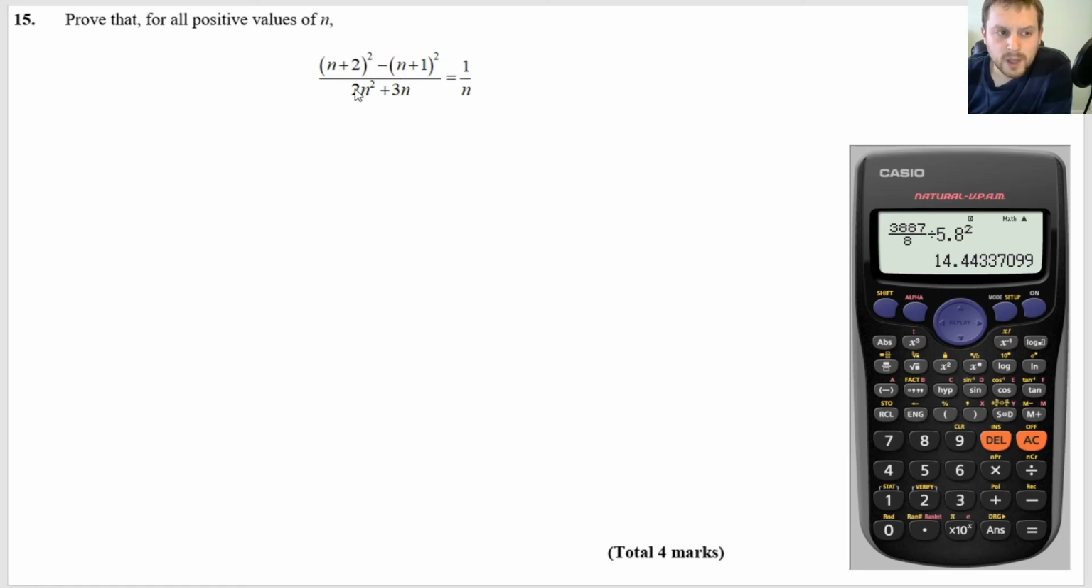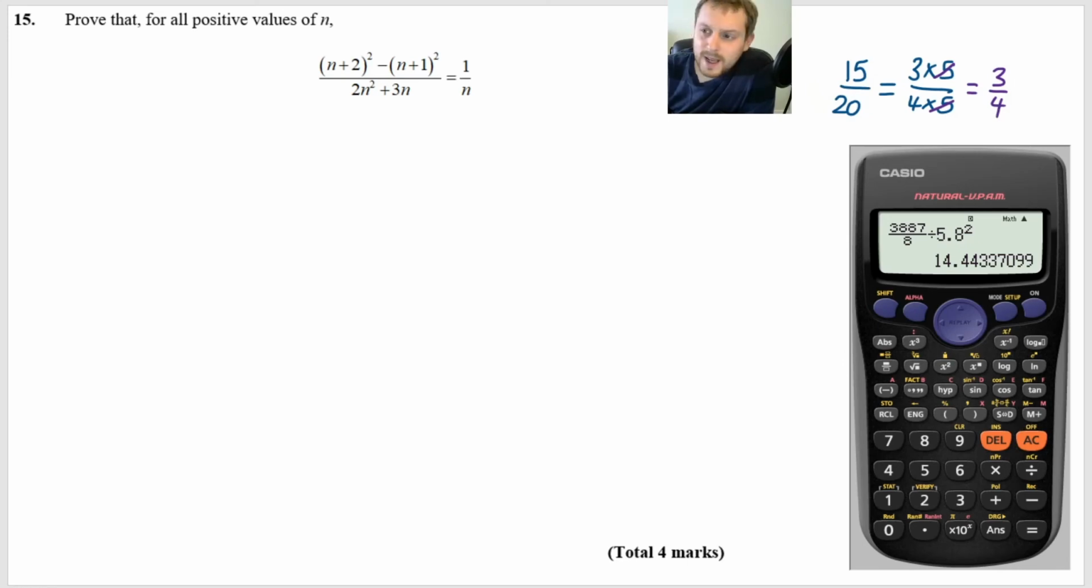Now, the only way you can simplify a fraction is by dividing top and bottom by the same thing. For example, if I have 15 over 20, then you can write this as 3 times 5 on the top and 4 times 5 on the bottom. And then you can cancel top and bottom by dividing top and bottom by 5. So you're left with 3/4. So 15 over 20 is obviously the same as 3/4.